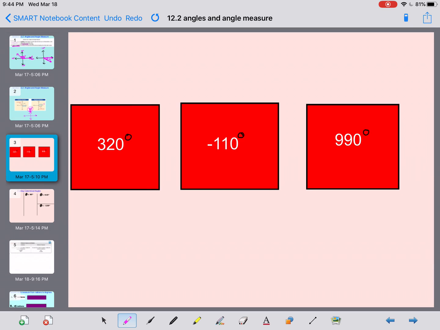So either in your notebook or if you printed the worksheet, use that. I want you to draw these 3 angles. So you can pause the video, try to do that. Make sure you draw your arcs, pay attention to your terminal side and your initial side. Go for it.